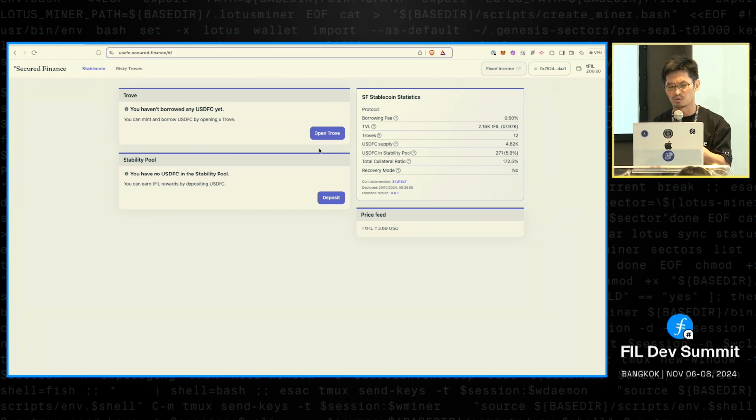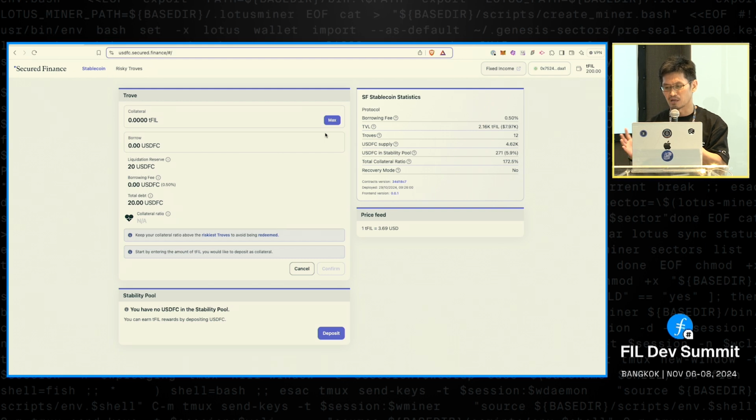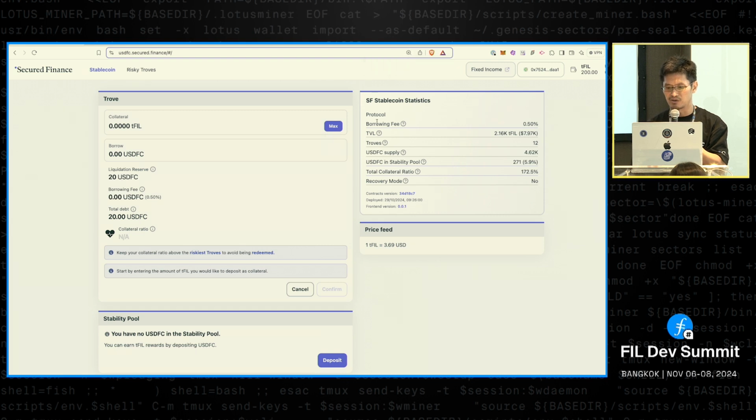It's quite simple. If you connect your wallet, you can see our application, and what you can see here is the stats of the entire protocol. Now the cost of borrowing fee is 0.5%, while TVL is how much collateral is locked under the vault, and how many troves. Troves means how many users so far. One wallet, one trove. That's it.